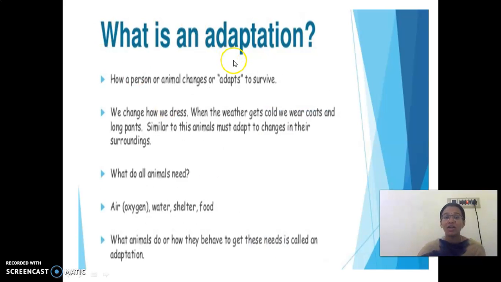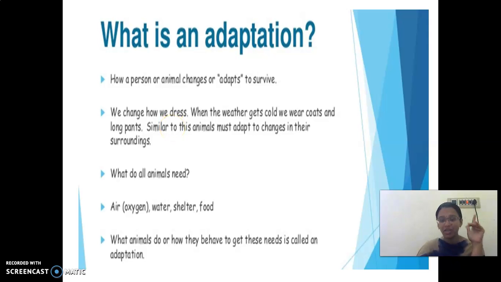Next thing is, what is an adaptation? It is how a person or animal changes or adapts to survive in a particular place. I told you some examples in the last classes. If you are going out for a job to some place, you need to adapt to that condition. If not, you are not able to survive there. We change how we dress. We need to change our dresses according to the people who live there. We cannot be different there.